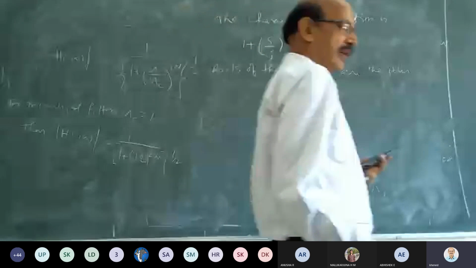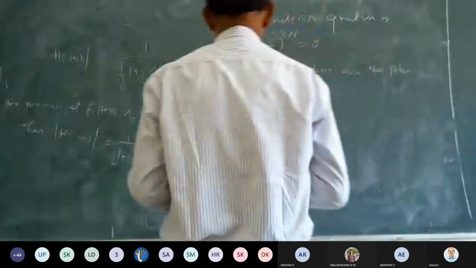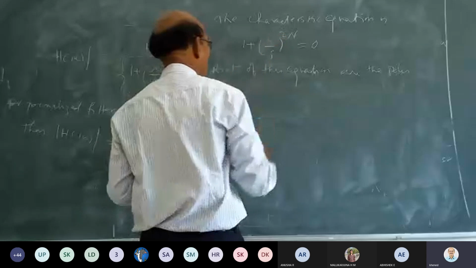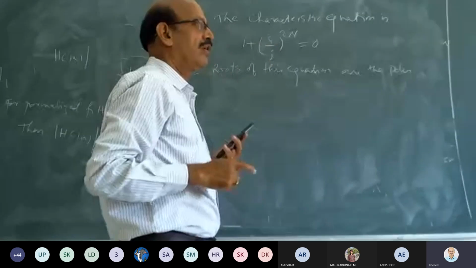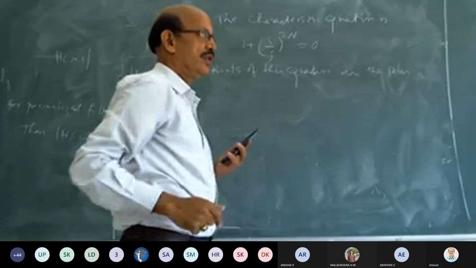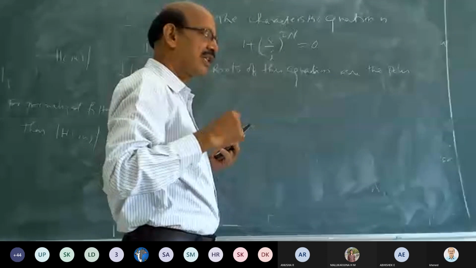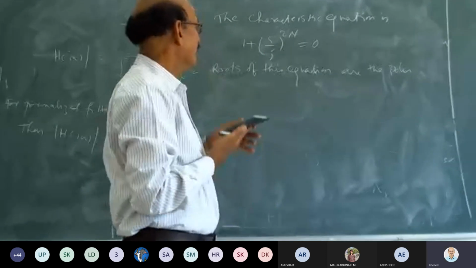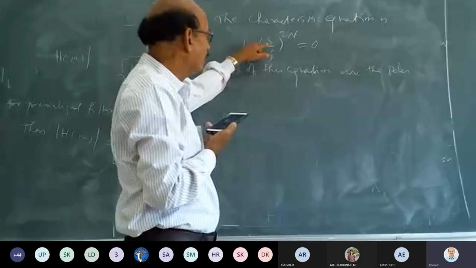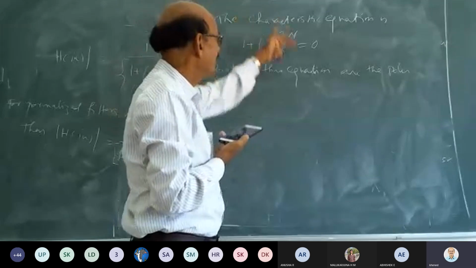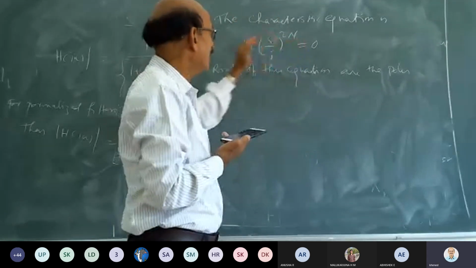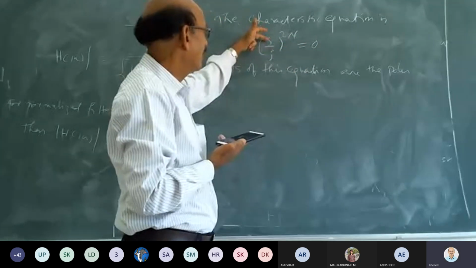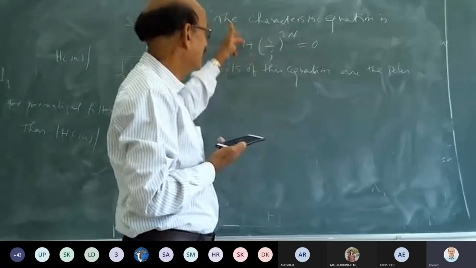So what are the roots then? Root means I should find out the value of s, for what value of s the function is going to become 0. Those values of s are nothing but the roots, or the poles. So our aim is to find the values of s for which this equation becomes 0.